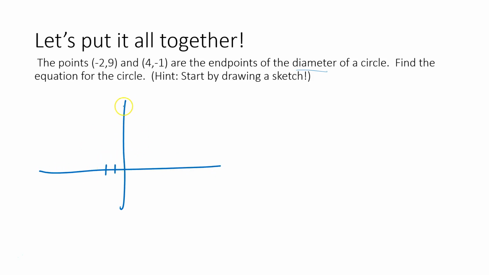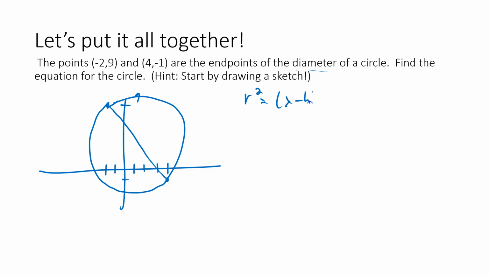We're at negative 2, 9. So let's say that's 9. And we're at 4, negative 1. Say it's right there. So these are the endpoints of the diameter of a circle. Let's draw in that circle. That's how I know what the circle looks like, because those are the endpoints of the diameter. We know the equation of a circle is r squared equals x minus h squared plus y minus k squared. So I need the center, h, k, and I need to know the radius. Those are the two things I don't know. Find the center of that circle and the radius, and then put it into that equation for a circle. I'll give it a shot after you get to try it.